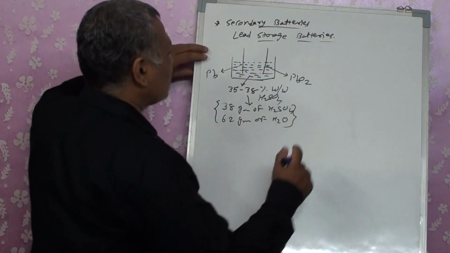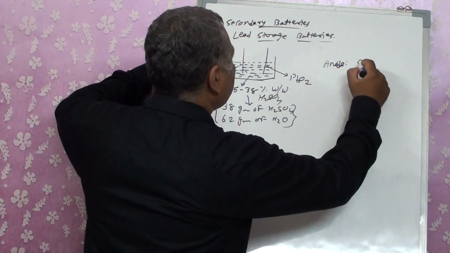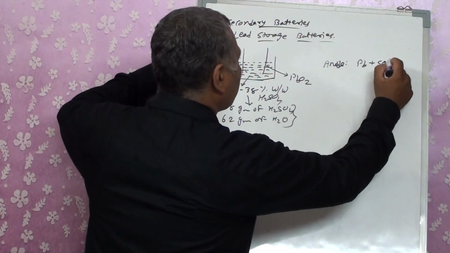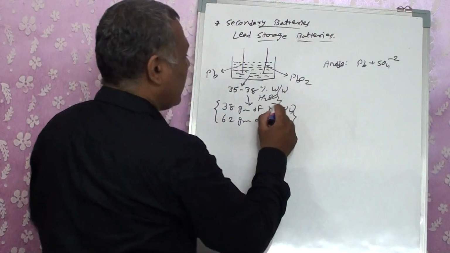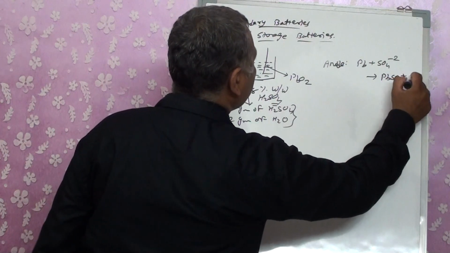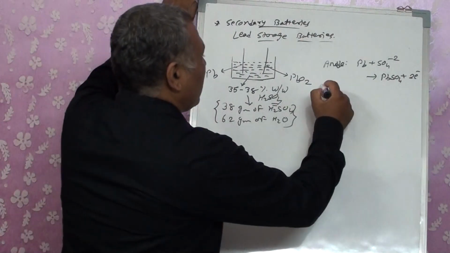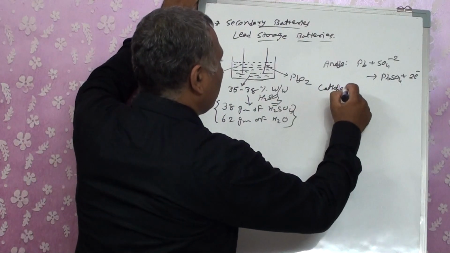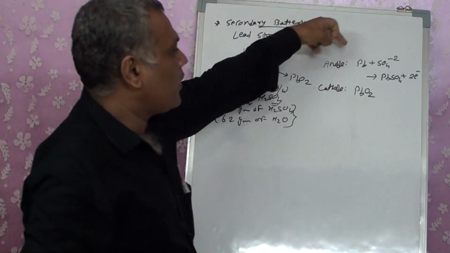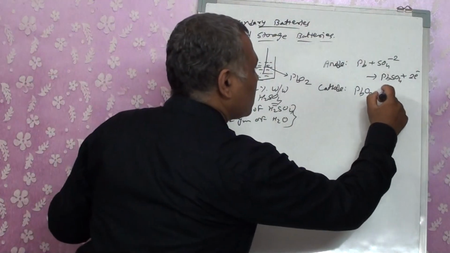Now what is the reaction that is taking place at the anode? At the anode, Pb plus the SO4 minus 2 ion, which is present in the solution of H2SO4, gets converted into PbSO4 plus 2 electrons. Right? On the cathode, the reaction will be of PbO2, right? While on the anode the SO4 was used, so 2H plus were left out.